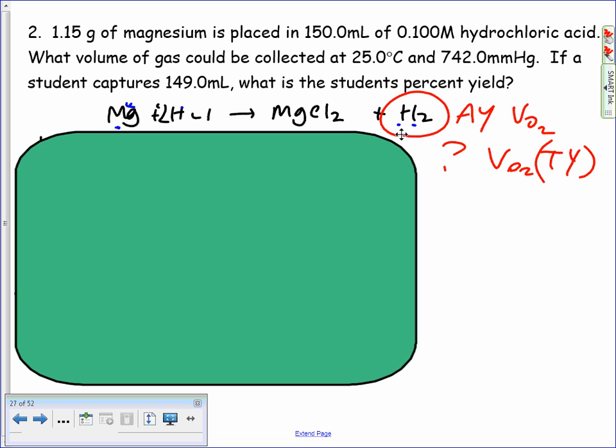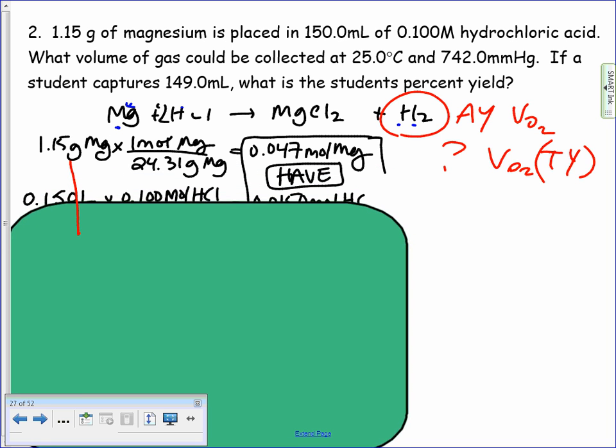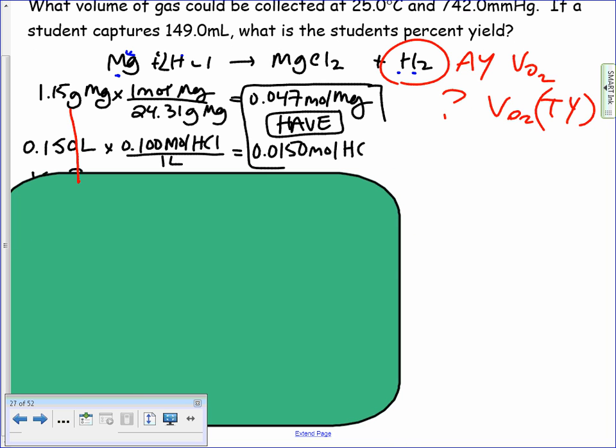But before you can figure that out, what do you have to figure out about the reactants? How much you have of them, right? So you can figure out which is the LR. So here's my setup. Here's my grams of magnesium, molar mass. There's how much I have of magnesium, 0.047 moles of magnesium. You can get to half of that. That's easy molar mass.